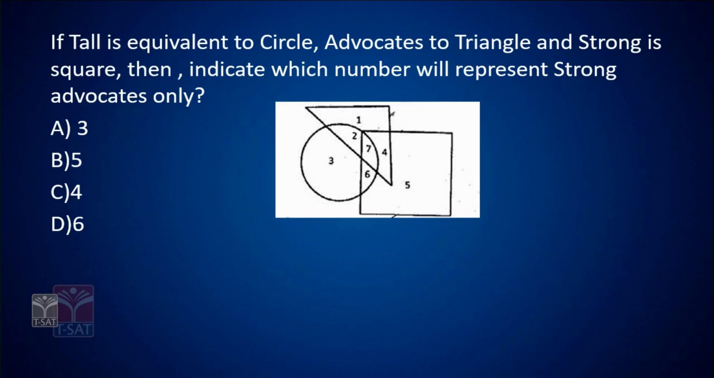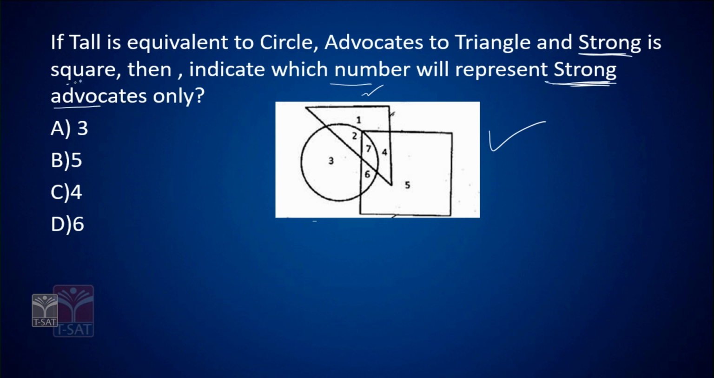So the first question says, if tall is equivalent to circle, advocates to triangle, and strong is square, then indicate which number will represent strong advocates only. Okay, so here we have a diagram and we have three different geometric figures. One is the circle, one is the triangle, and one is the square. And so the question is asking us which area or which number, each number here 1, 2, 3, 4 through 7 represents a certain area. Either it is overlapping with two figures or three figures or just single geometric figures. So the question is asking which number represents strong advocates.